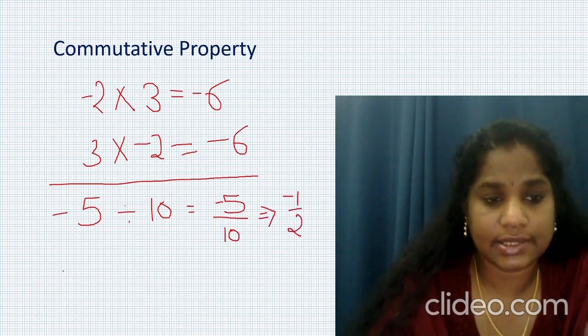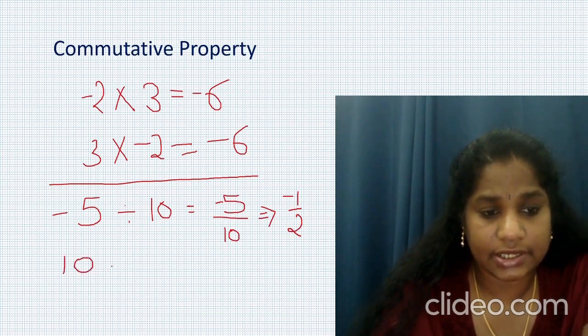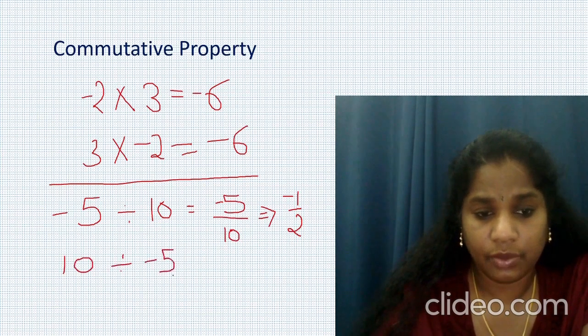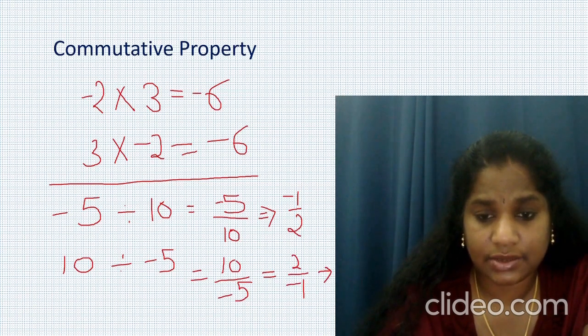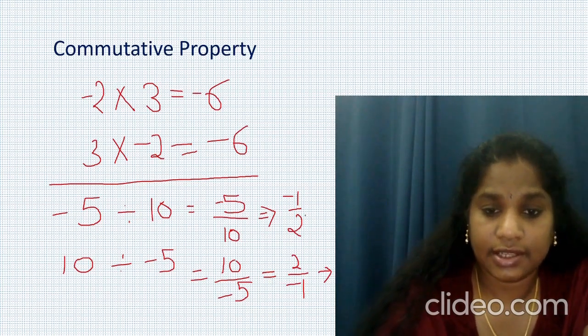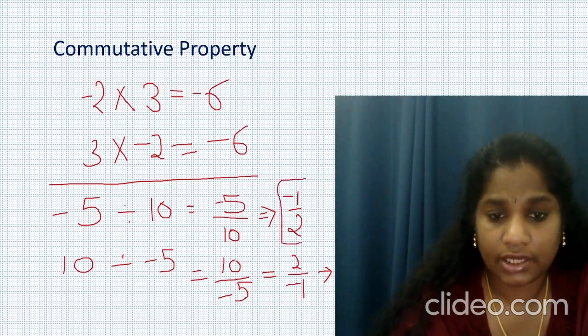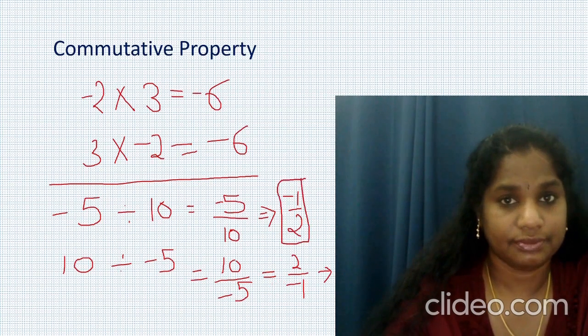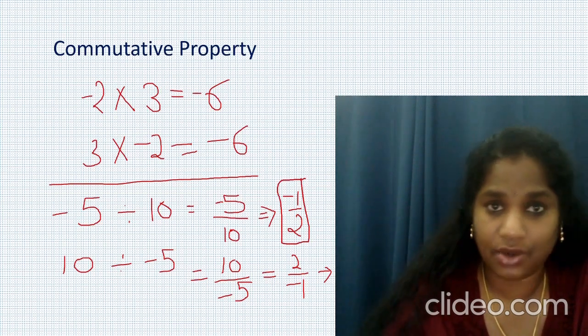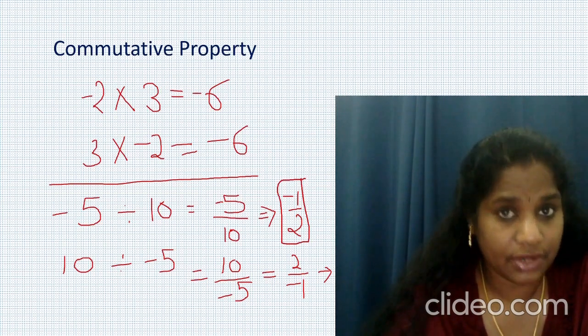Let us just see, is it happening the same when we interchange their position? What is happening? Our numerator becomes 10 and denominator becomes -5. So what will be the answer? It will be 2 by -1, which can be written as -2. See, there is a difference in your result. One is -1 by 2 and another one is -2. So the commutative property does not hold good for division also.